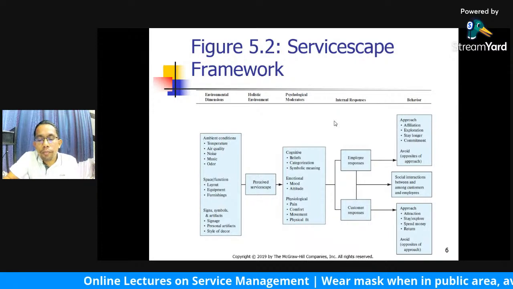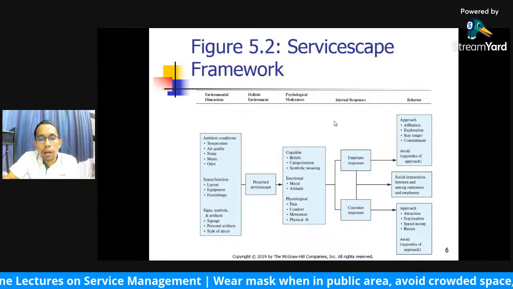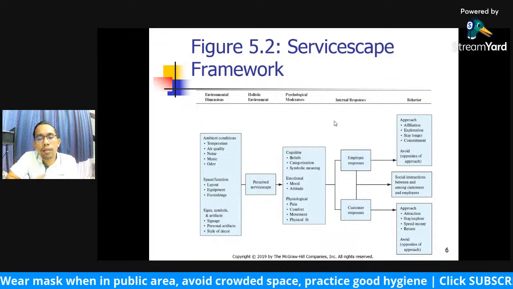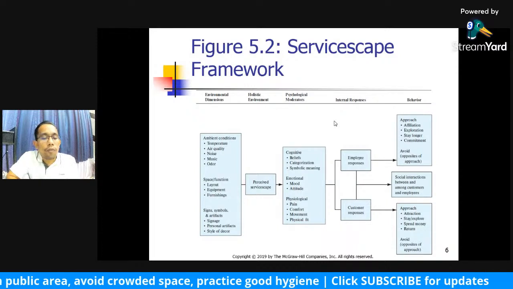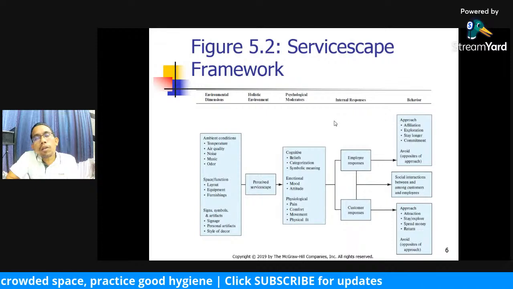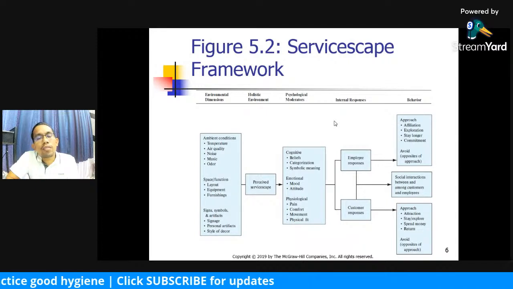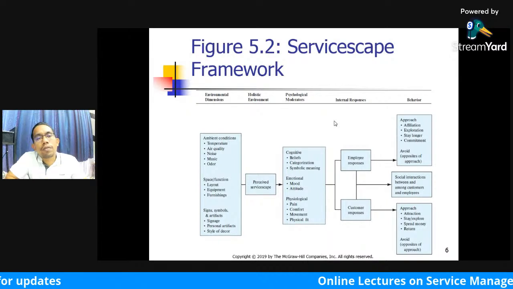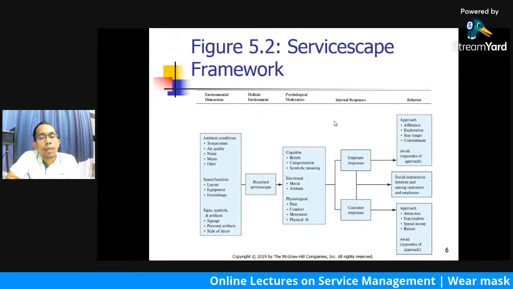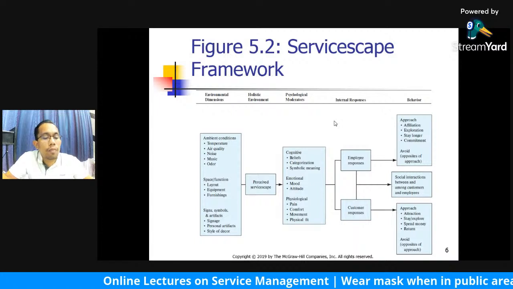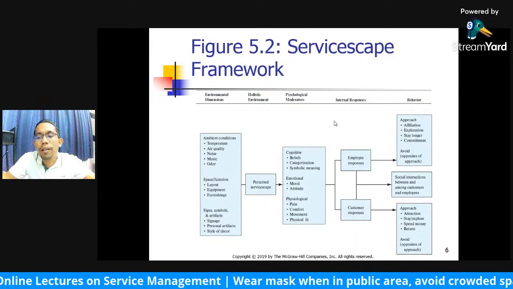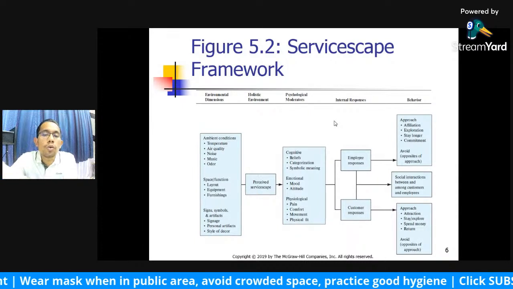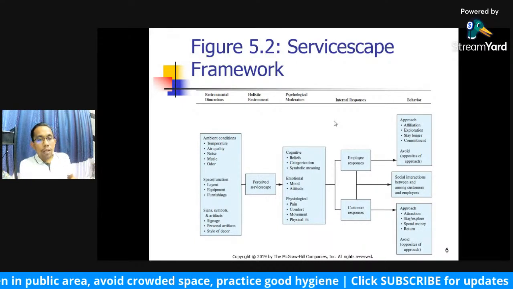And also the odor in a restaurant. If you walk into a restaurant that's quite smelly, with an unpleasant smell spreading around, would you like to come in? I believe you don't have the appetite to stay. That shows how important the ambient condition is.